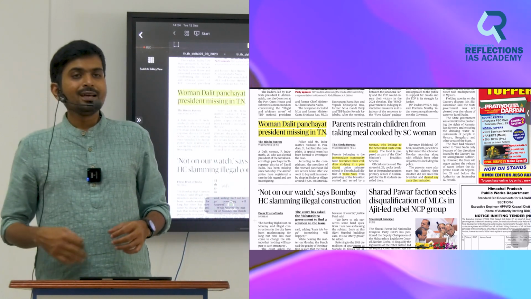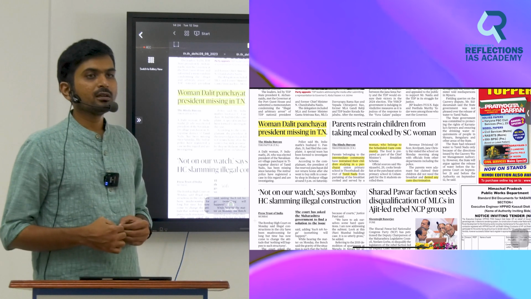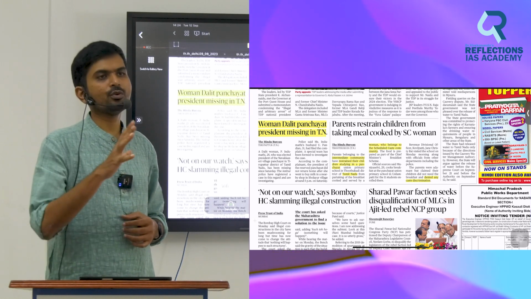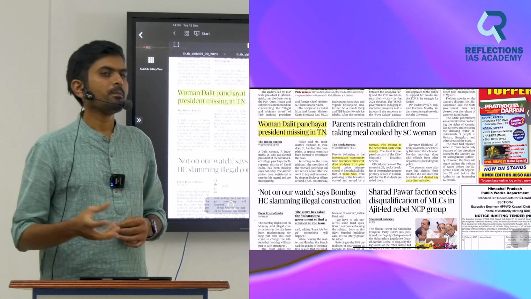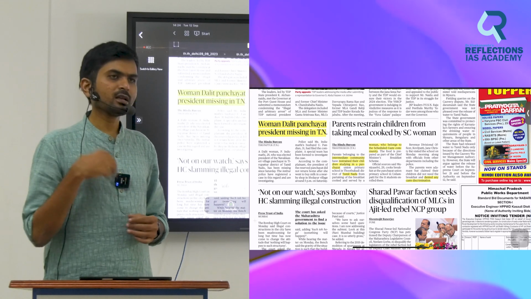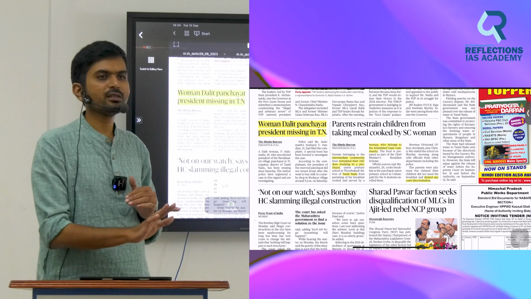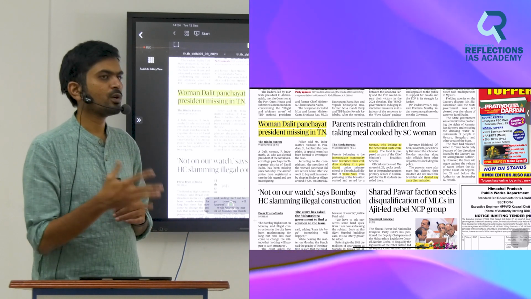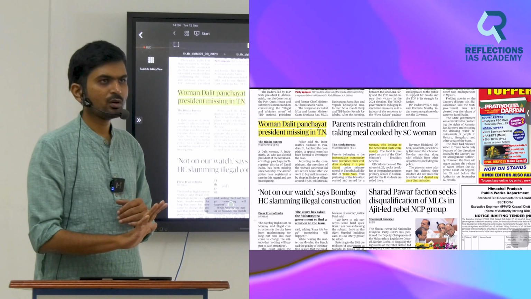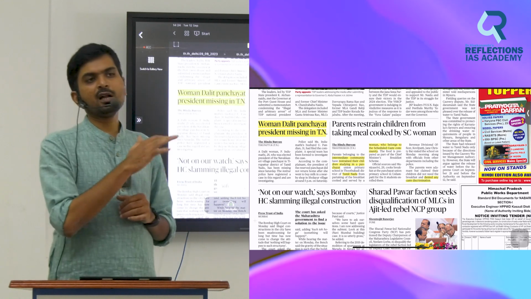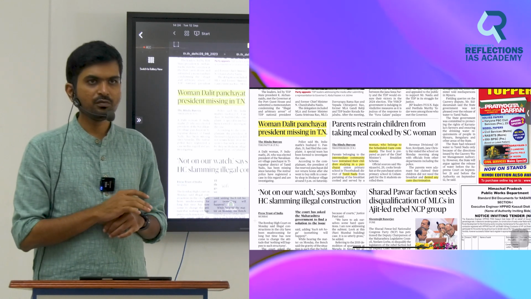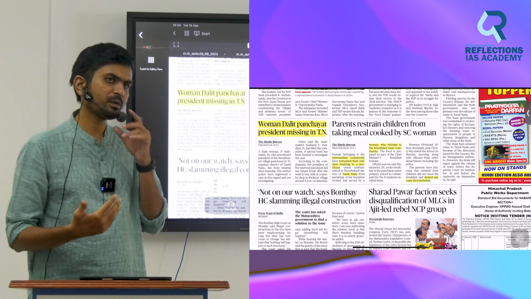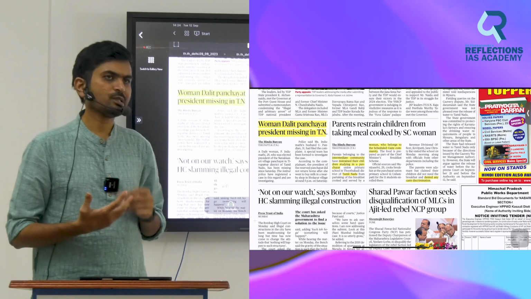The parents are claiming that it's not about discrimination, we will give food to our own children, you don't have to bother about it. But subconsciously or underlyingly there can be a reason that the cook is a Dalit woman, that is why they don't want to eat the food. This is not the first time we see such articles. We have seen such articles time and again from 2016. If you check the newspapers, there are so many examples like this.